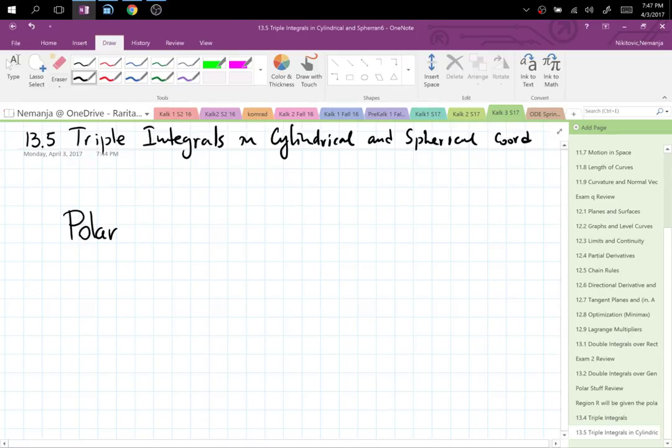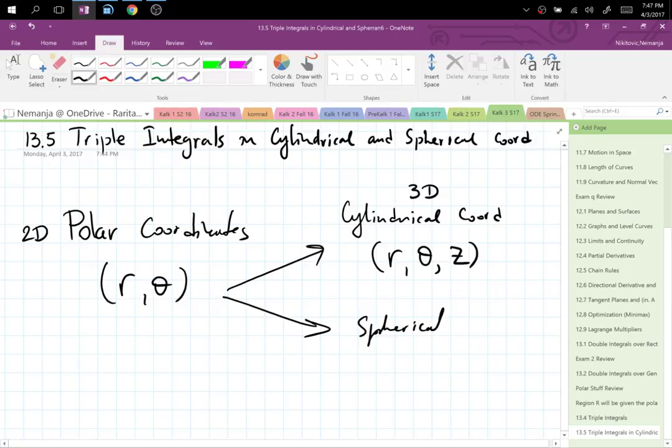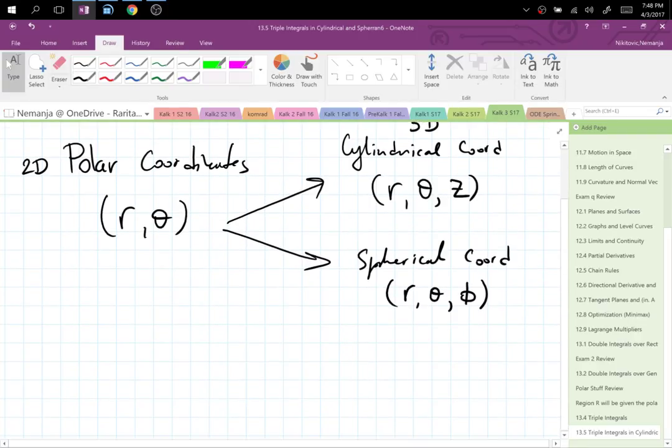So polar coordinates, which were r comma theta, which was a 2D thing, are going to break into upgrades: cylindrical coordinates, which is 3D, and that's going to be r, theta, z, or spherical, which is rho, theta, phi. Two angles, yes. So let's talk about cylindrical first.